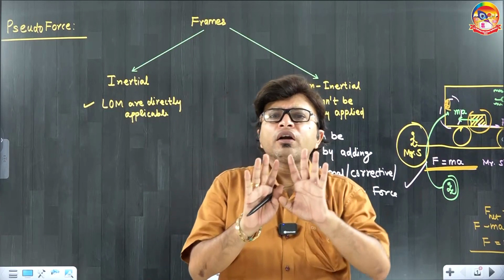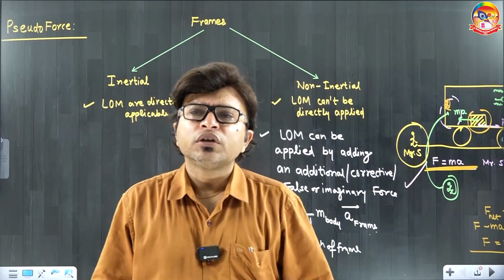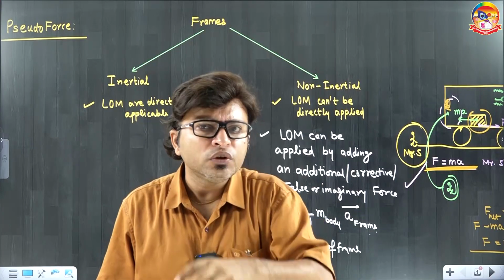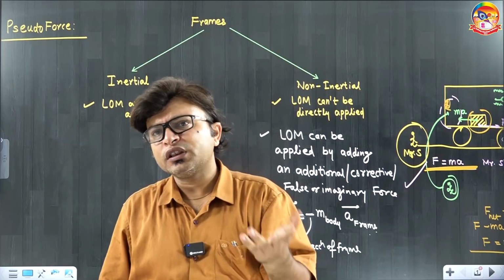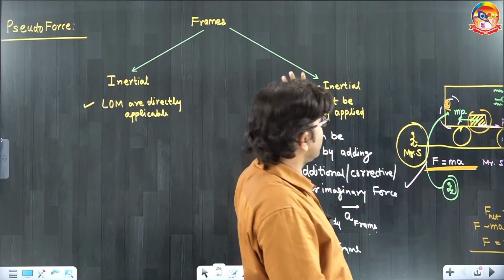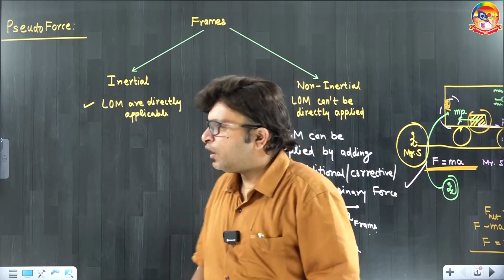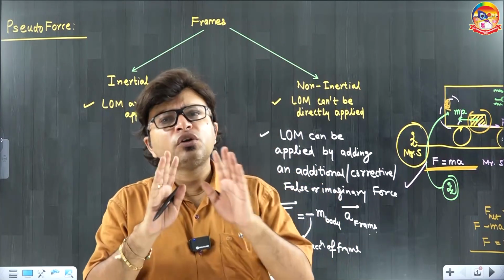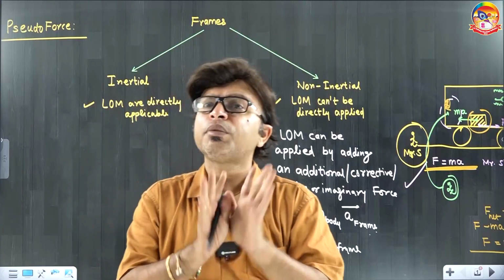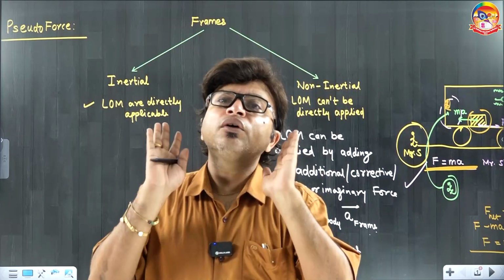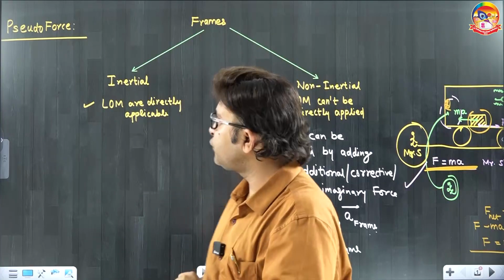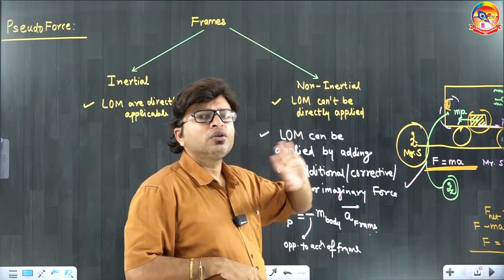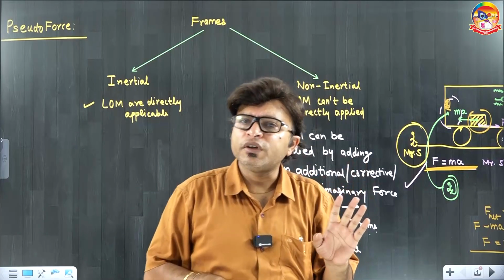So now we are very much clear what we have to do. If I go into a frame and I don't apply a pseudo force, I cannot apply laws of motion in that frame. If it is what kind of frame? Non-inertial frame. If it is an inertial frame, I can apply F is equal to m into a. So that means laws of motion cannot be directly applied everywhere. They can be applied only in certain frames. And what are those frames? Inertial frames.